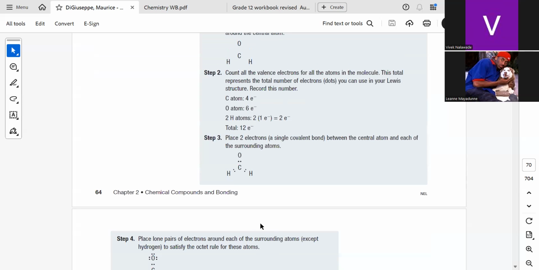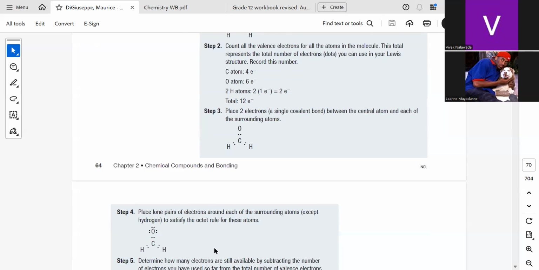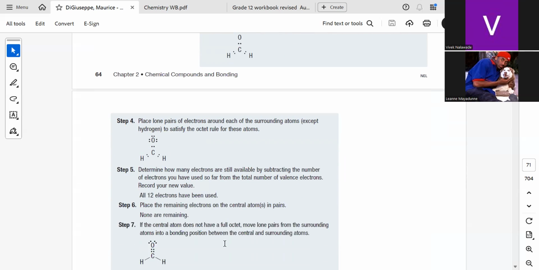After that, what we do is we give the pair so that they share. So you draw the shared pair of electrons, and then you complete the octet. Now determine how many electrons are still available.